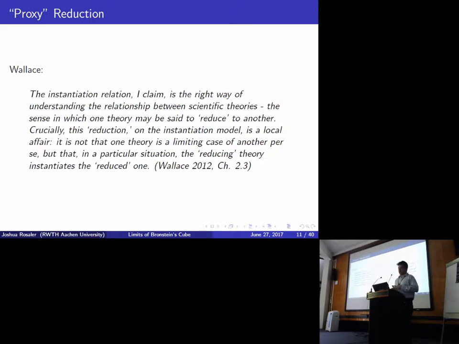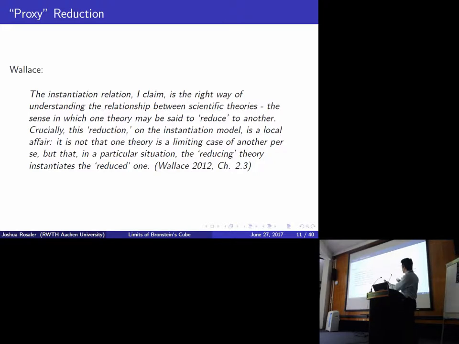Wallace, on the other hand, writes: the instantiation relation, I claim, is the right way of understanding the relationship between scientific theories, the sense in which one theory may be said to, quote, reduce to another. Crucially, this reduction on the instantiation model is a local affair. It is not that one theory is a limiting case of another per se, but that in a particular situation, the, quote, reducing theory instantiates the, quote, reduced one. This is just a brief quote from The Emergent Multiverse, but it's an approach to reduction that I think deserves a name, and deserves to be developed and fleshed out a bit.